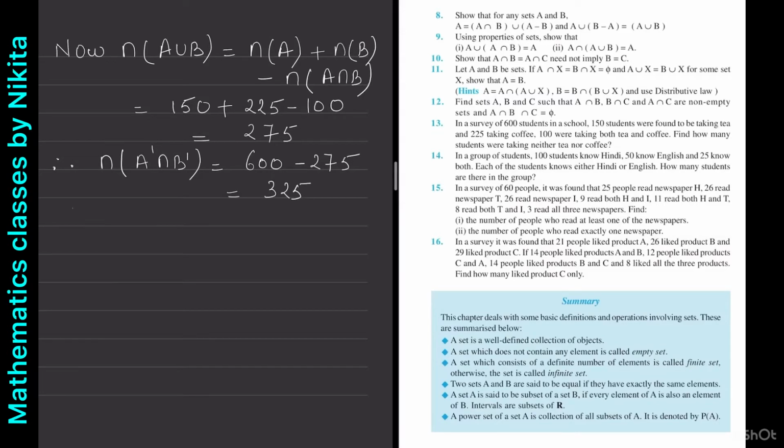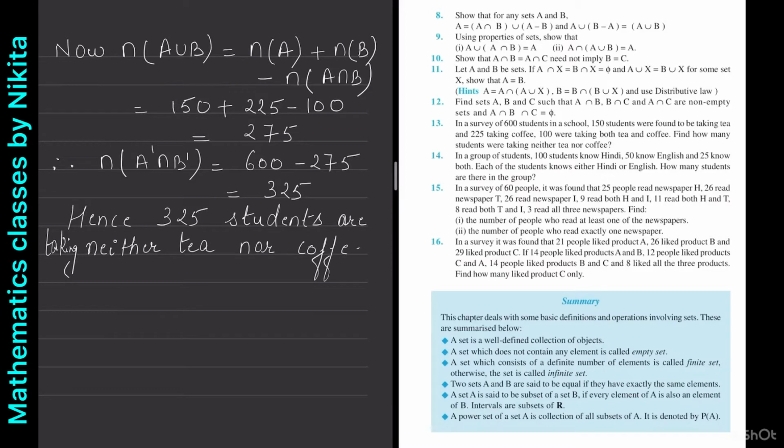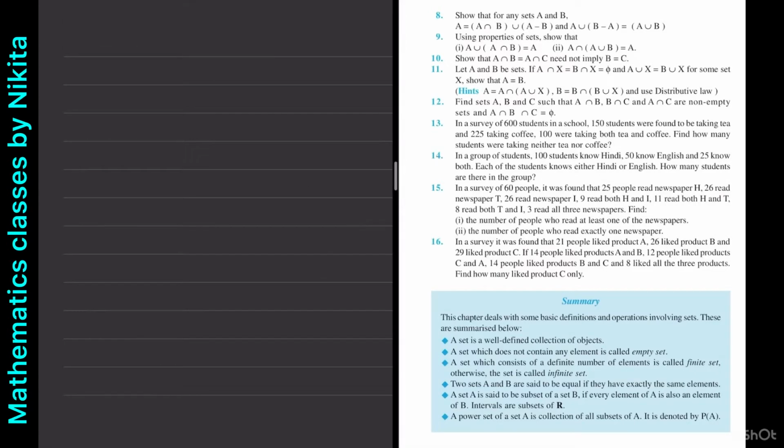So hence 325 students are neither taking tea nor coffee. So this is how we have solved this problem. Now let's move to question number 14.